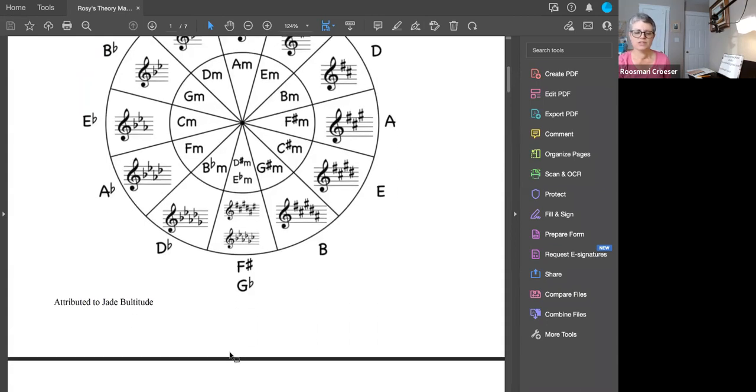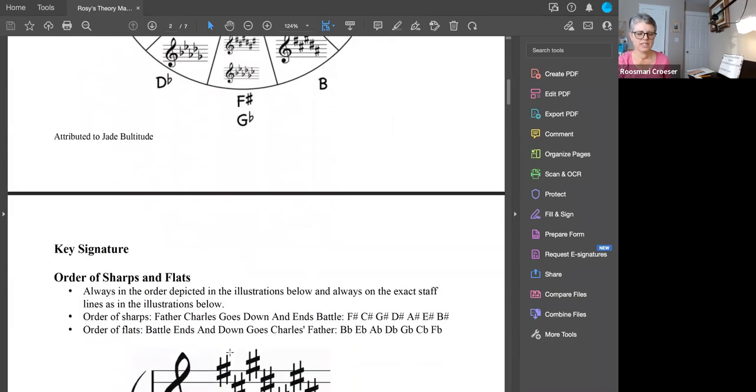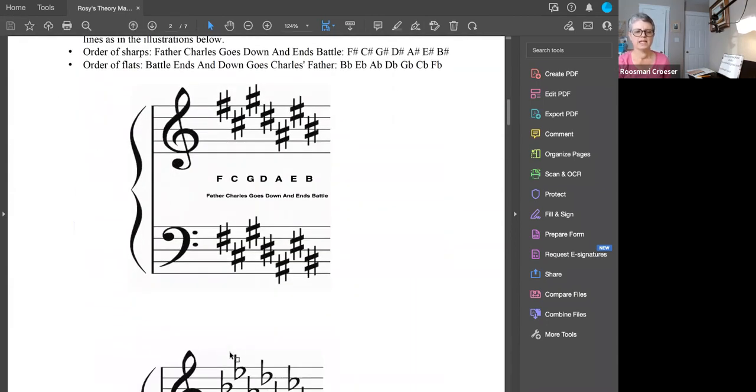Another important thing to know about key signatures is that they are always in the same order. This is how they're always going to be. The F sharp is always going to be up here. It's not going to be down here. The B is always going to be here. It's not going to be down here or up there.